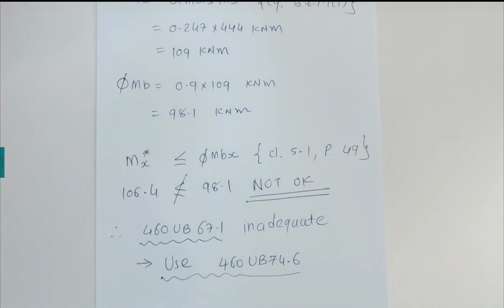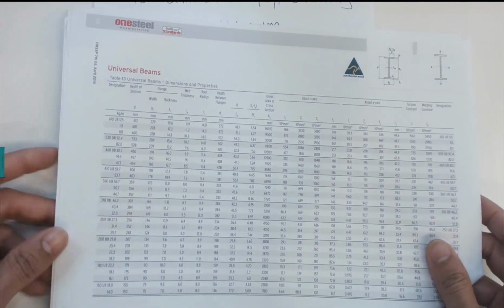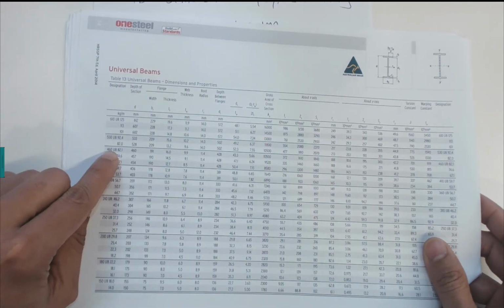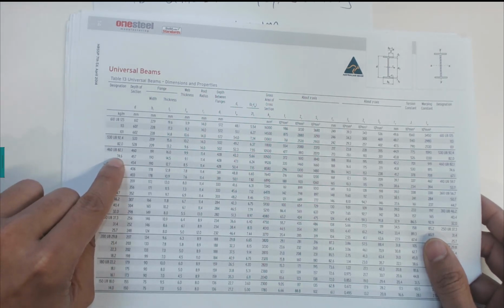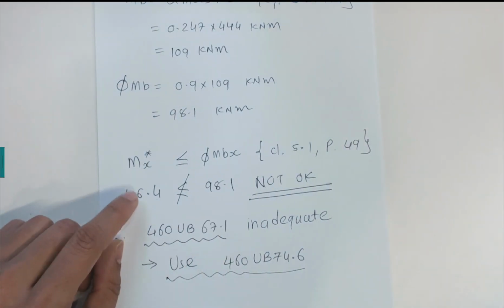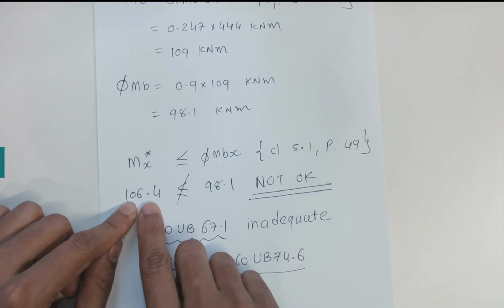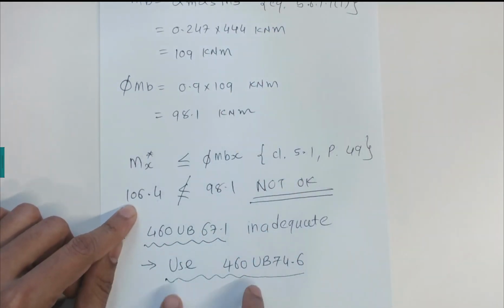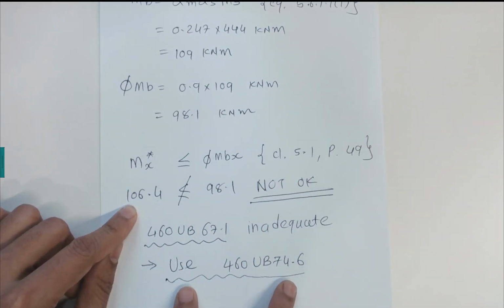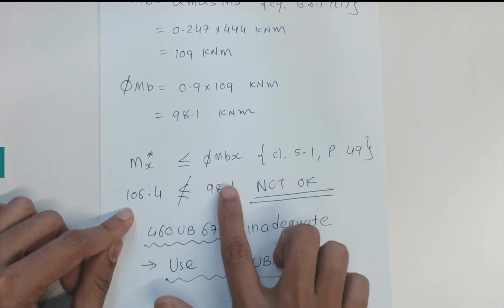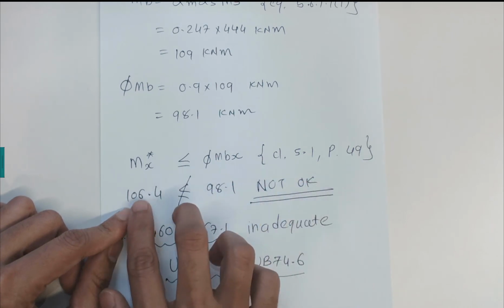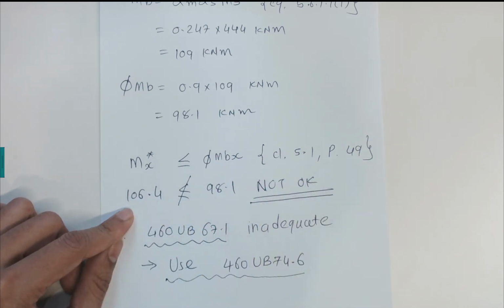So where are we going to find that higher value? If you check the steel tables and go above 460 UB 67.1, then it should have a higher capacity than 98.1, and we may be able to go more than 106.4. Repeat all the procedures again if you would like to check whether this is enough or not, but this is just a quick exercise to show that the given universal beam is not okay when you compare it with the bending moment diagram. Thank you.